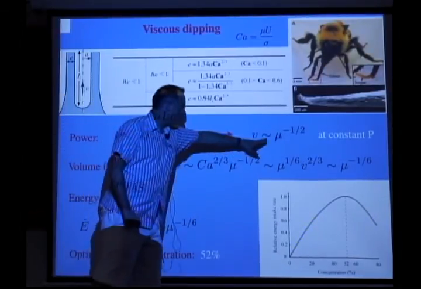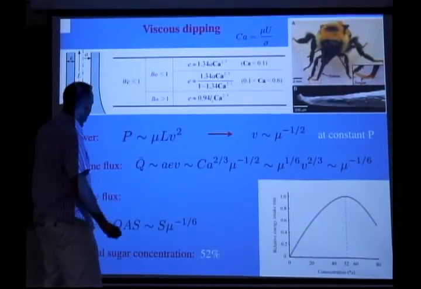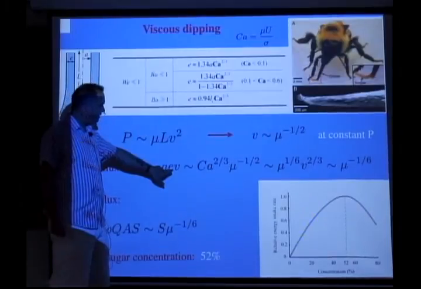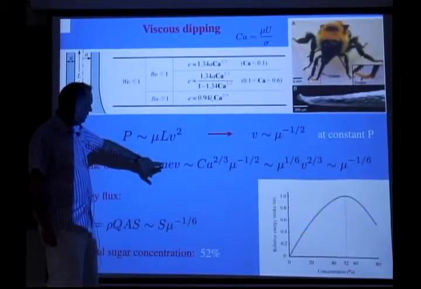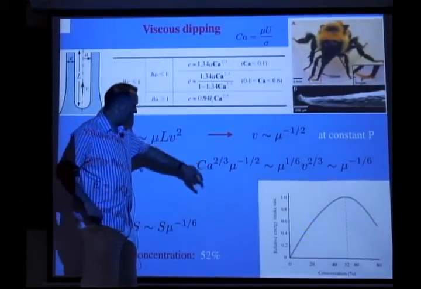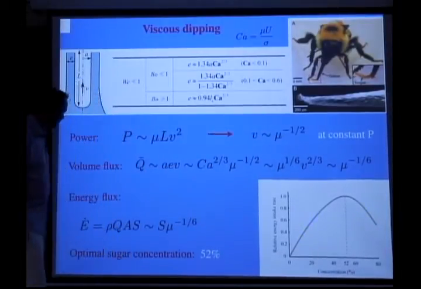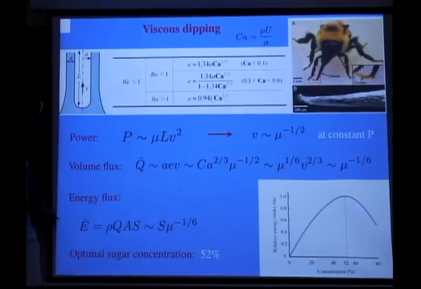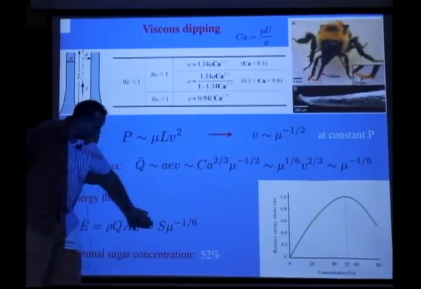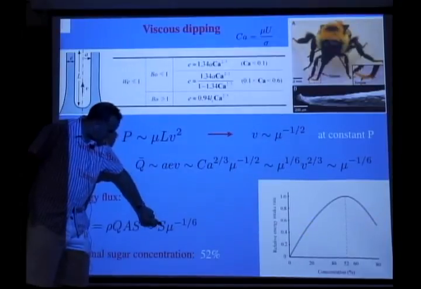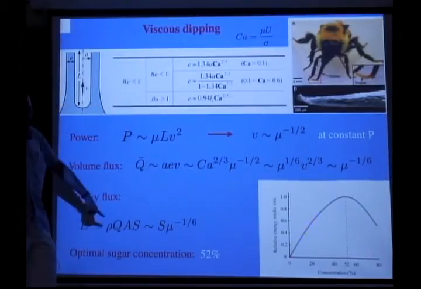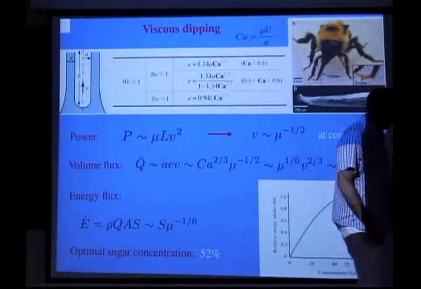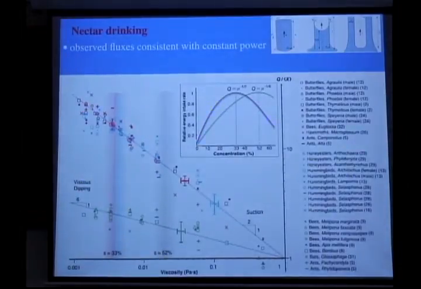So it's suggesting V is going as mu to the -1/2, mu being the viscosity. So the volume flux we can write in this fashion. So again, we've seen that E scales as capillary number to the 2/3, which is where this scaling comes from. And so we see that the energy flux is going to scale like this and this. So if we optimize this with respect to S, we ask what S maximizes this, we find an optimal concentration of around 52%. So that actually allows us to rationalize all of the viscous dipping data.